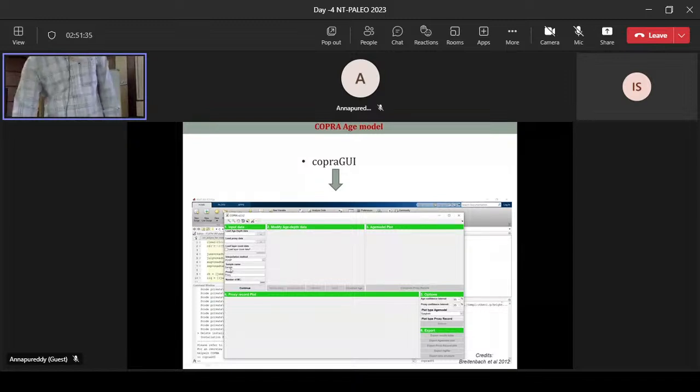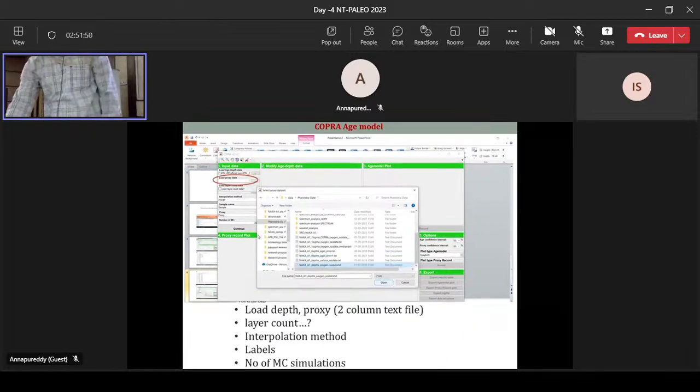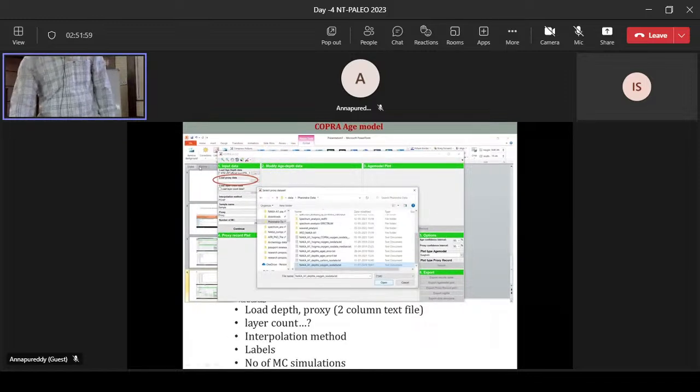So you just need to load the data in a text file where three columns will be there. The first column is your depth, then age, and then uncertainty in the third column. And then load your proxy data. In the proxy data, depth versus oxygen isotope or any proxy, 13C or anything. And if you have a lamina count, as we see, you can give it. If you give a lamina count for a particular depth, 30 mm to 40 mm, you will get a good resolution.